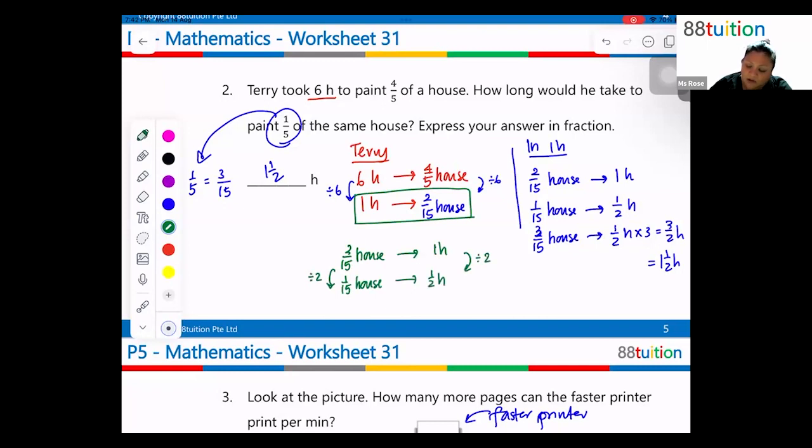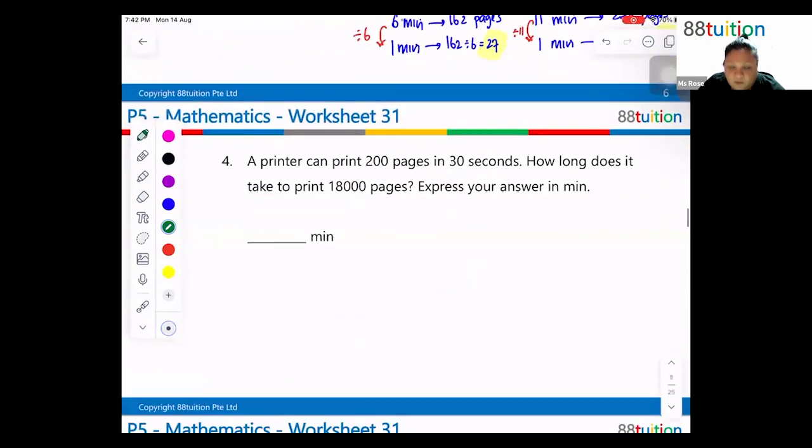But how long would she take to paint 1/5 of the same house, which is equal to 3/15? So I find 3/15 of a house. What do I do? Times 3. So that's times 3 and times 3, to give me 3/2 of an hour, which equals 1.5 hours. Got it? Is that okay? Yes? So I'm going to go on to number 4.